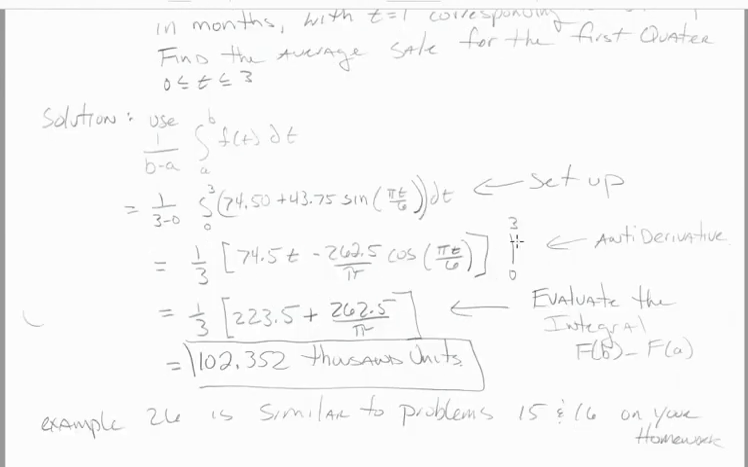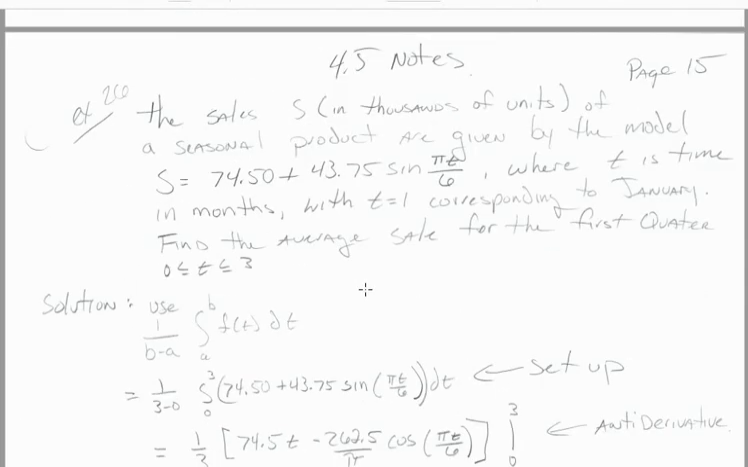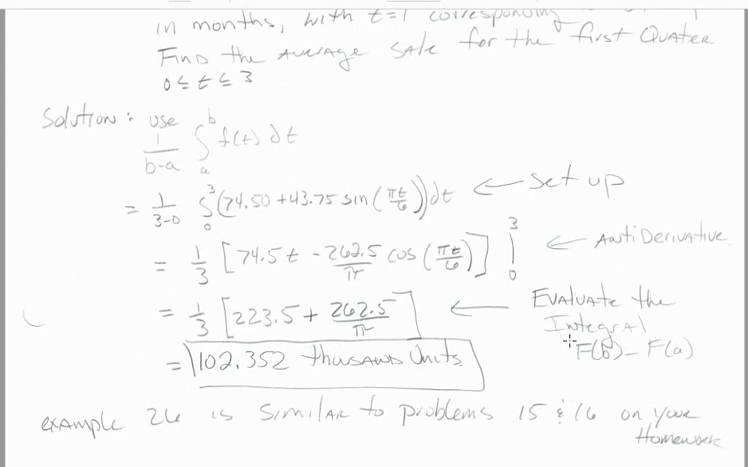Then we take the antiderivative of that function. Leave the 1/3 out in front; you can apply that at the end. We're going to evaluate that antiderivative from 0 to 3. When we do that, we're going to get these values here in the brackets. So we're going to take 1/3 times 223.5 plus 262.5 divided by pi. When we do that, we'll roughly get 102.352 thousand units.